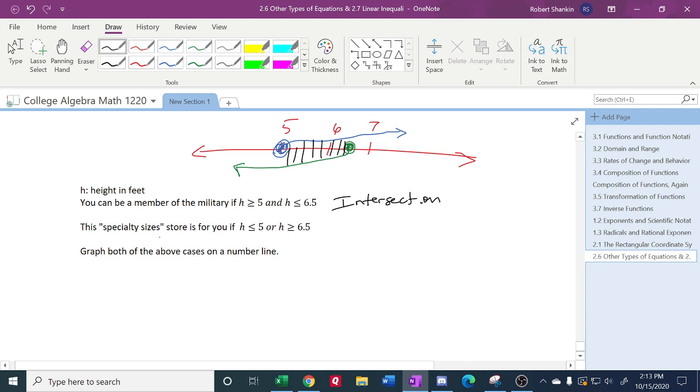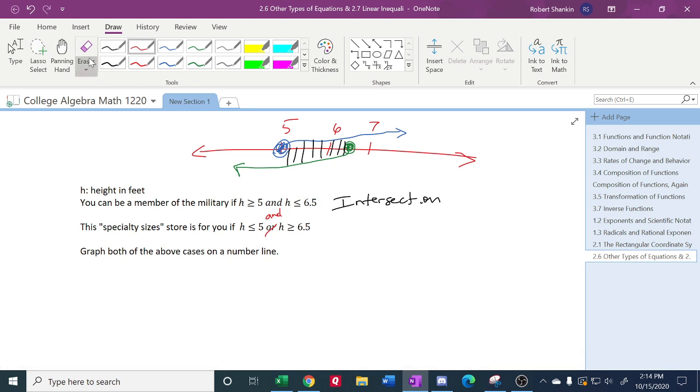Now, suppose you have a specialty sizes store. And the specialty size store is for you if your height is less than or equal to 5 feet or greater than or equal to 6.5 feet. All right, now this needed the word "or." If they'd have put the wrong word and put "and" in here, nobody meets that condition. Nobody is to the left of 5 and to the right of 6.5 simultaneously. You can't be both super short and super tall at the same time.